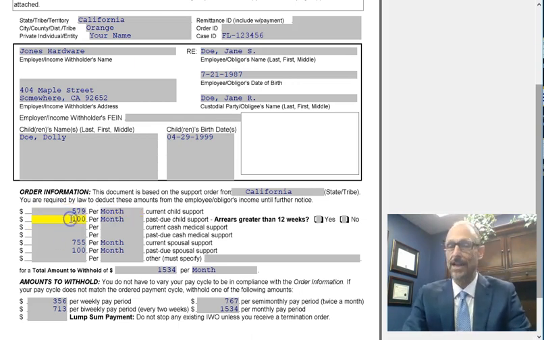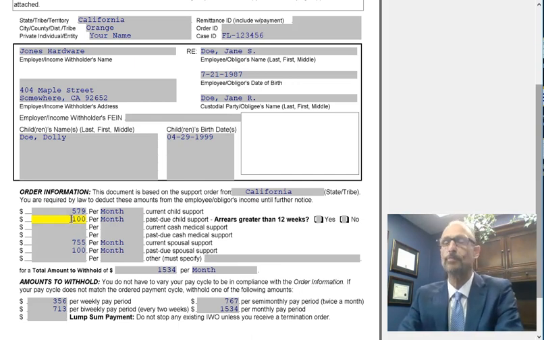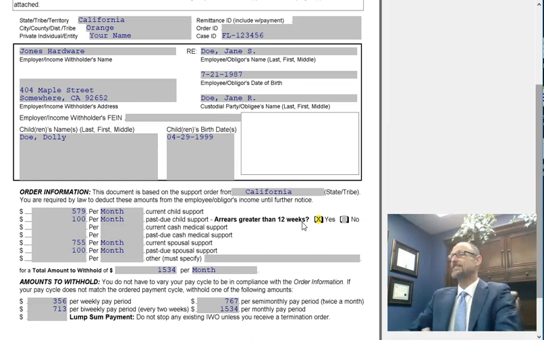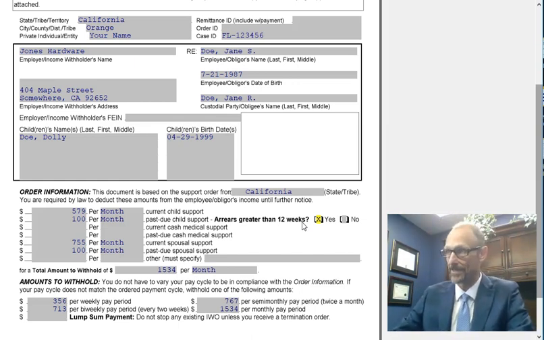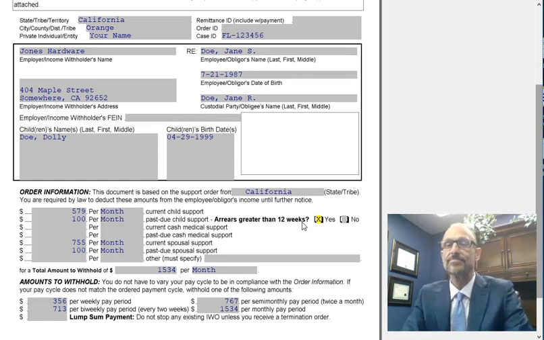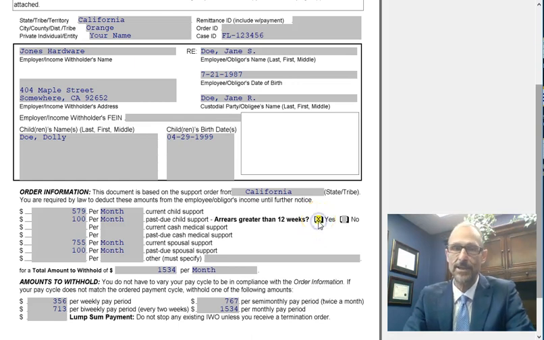Then the next one, like I said, and those of you that can see this form can see that I put $100 a month for past due child support. And it asks arrears greater than 12 weeks. If they owe you more than 12 weeks worth of payments, so 3 months worth-ish, then you're going to put yes. If it's less than 12 weeks worth, you're going to put no. On mine, I'm going to put yes.